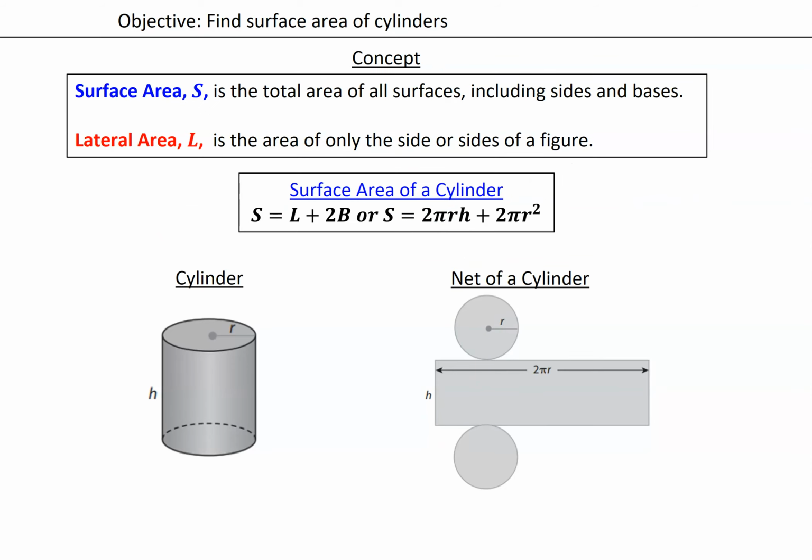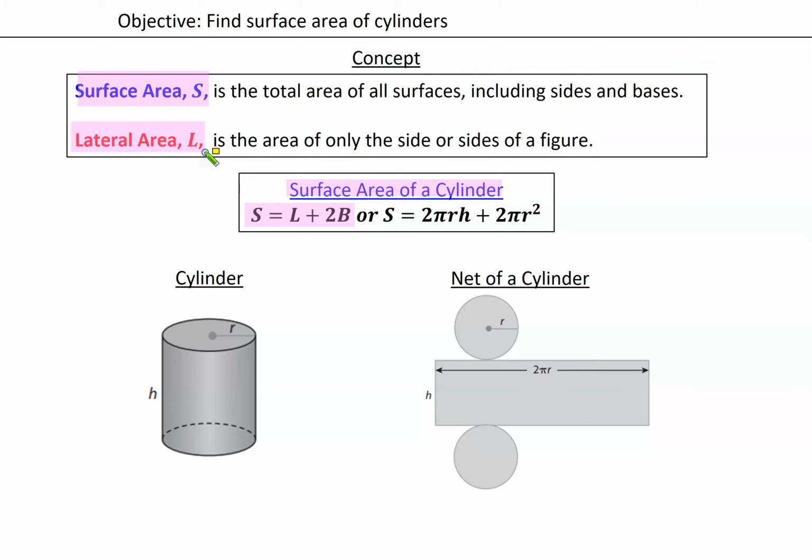All right, surface area of a cylinder. So we use S to represent surface area in these particular formulas, and if we're finding the entire surface area, we would use the entire surface area formula. So here it is in general. Notice it's got that L in it, like we saw with our prism's surface area formula. L stands for lateral area.